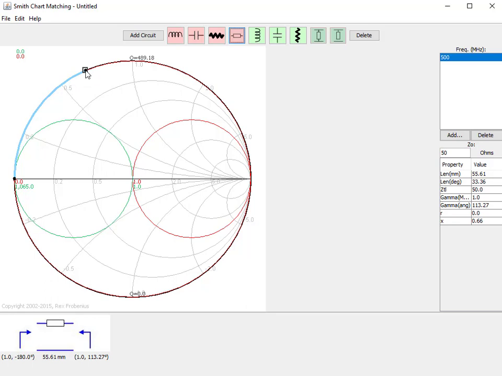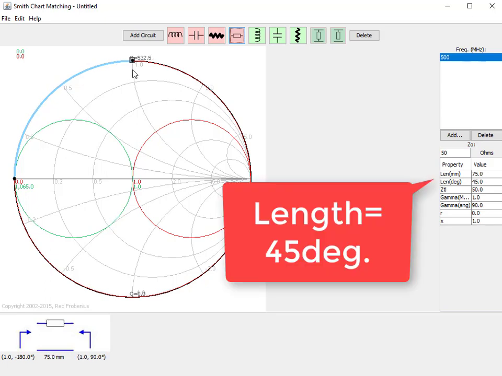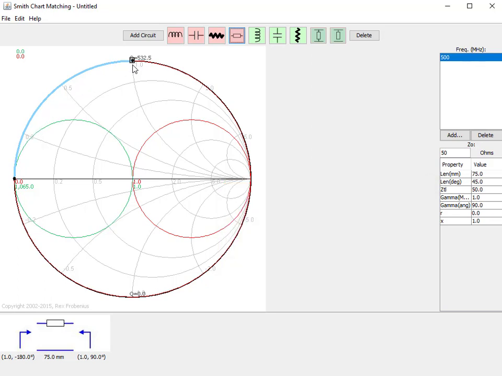So if we add a length of line ahead of the short that is, say, 45 degrees long in terms of electrical length, then it's going to shift the phase of the termination by 90 degrees. And we can see the electrical length being calculated here by the program, and it's showing up here as 45 degrees. Now, if you go back and calculate the physical length of the line, our current frequency is 500 megahertz.